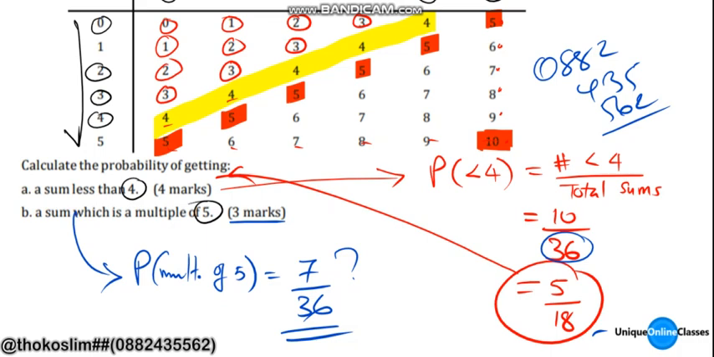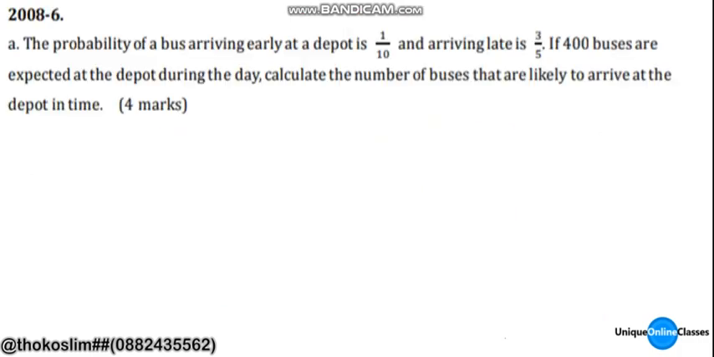So let's now move forward to another question. The other question, which is the last one in this video, question number 6, asked in 2008. The probability of a bus arriving early at a depot is 1/10. Arriving late, that's 3/5. If 400 buses are expected at the depot during the day, calculate the number of buses that are likely to arrive at the depot in time.